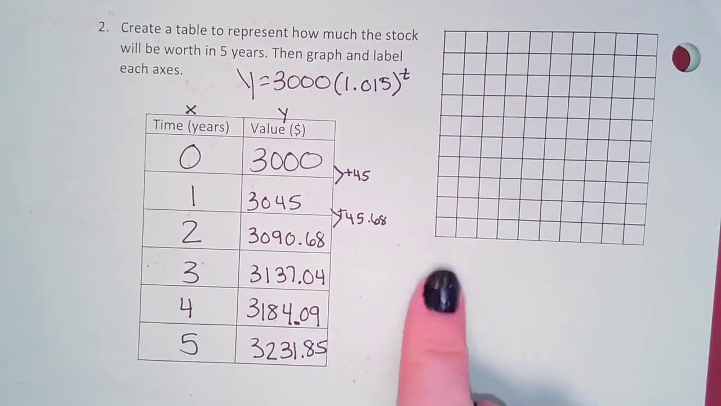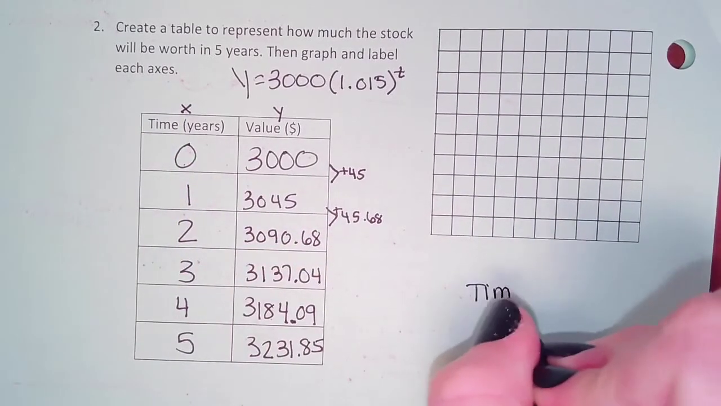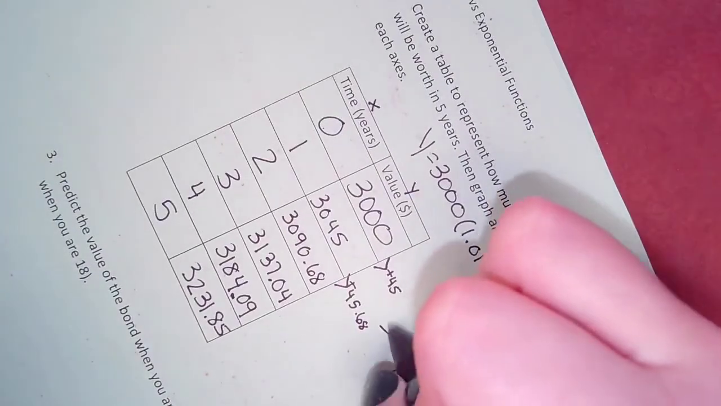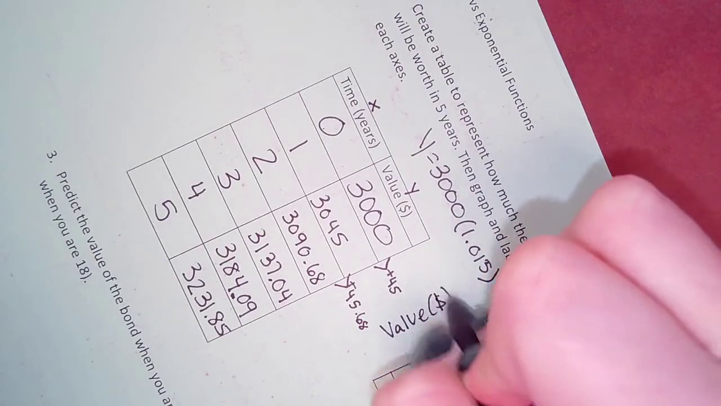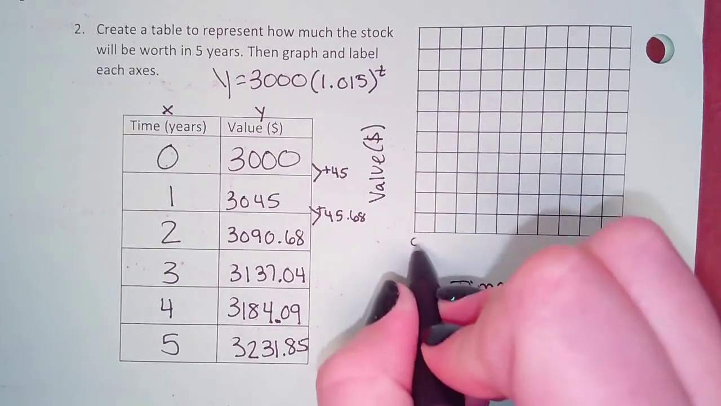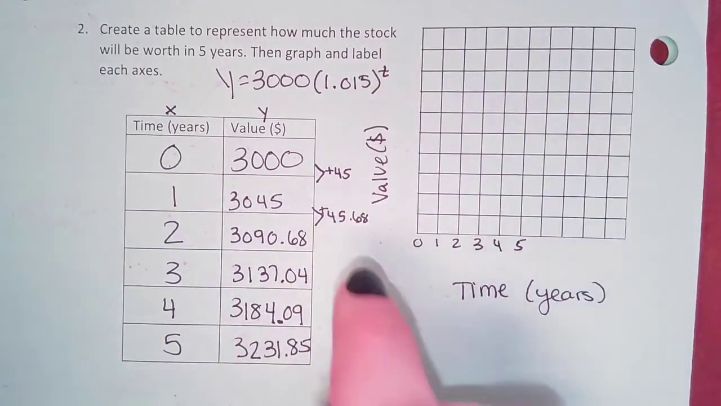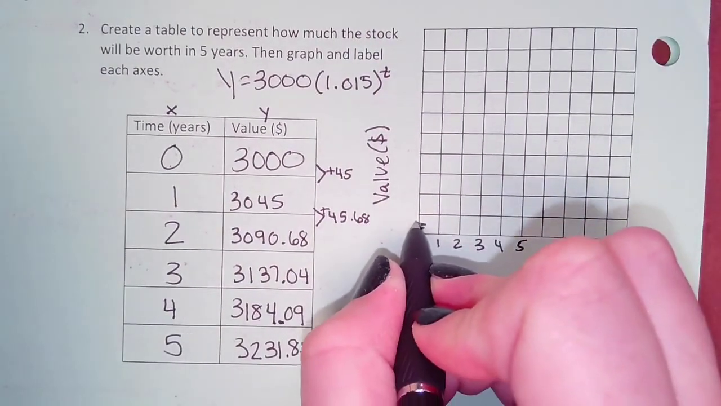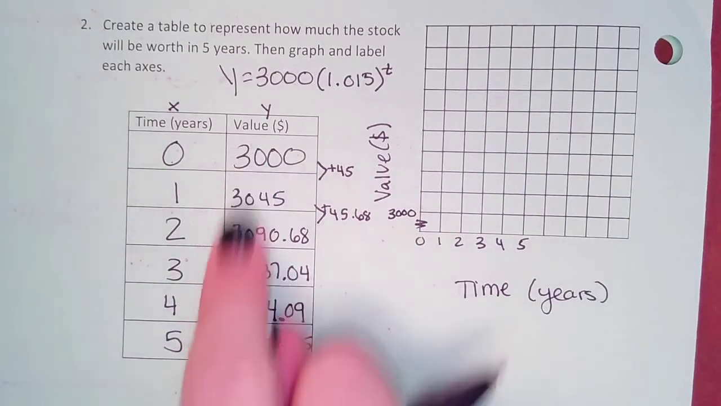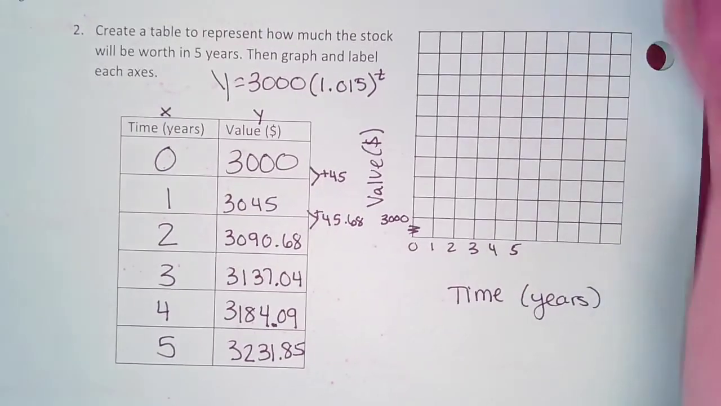Remember, always label your axes with words first. So our x will be time in years. Our y will be value in dollars. And we need numbers. So my time, I'm going to go 0, 1, 2, 3, 4, 5. And now my value, I don't want to start at 0, so I'm going to put a break in my graph and start at 3,000. Okay, and then I only need to go to 3,230, so I'm going to go up by 50s. That should be good.